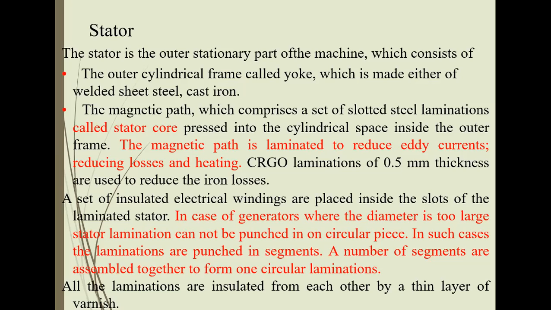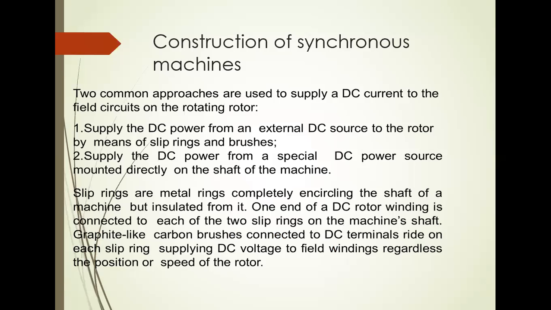Suppose in the case of a generator where the diameter is too large, stator laminations cannot be punched from a circular piece. In that case, the laminations are punched in segments. A number of segments are assembled together to form one circular lamination. Here is how the lamination looks in a synchronous machine. Each and every lamination is insulated from the others by a thin layer of varnish.